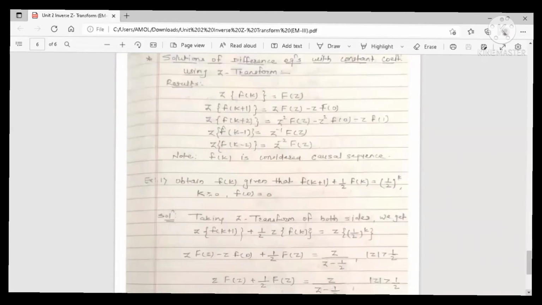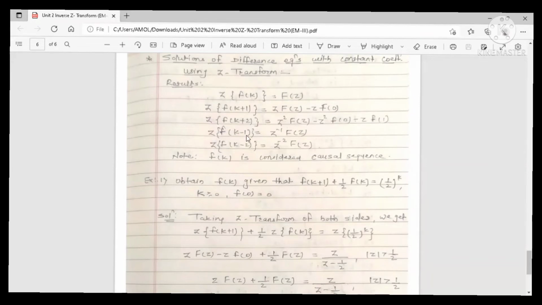Now the next topic in this unit is the solution of difference equations with constant coefficients using Z transform. Here are some results. Z transform of f of k is equal to f of z. Z transform of f of k plus 1 is equal to z into f of z minus z into f of 0. Z transform of f of k plus 2 is equal to z square into f of z minus z square into f of 0 minus z into f of 1.